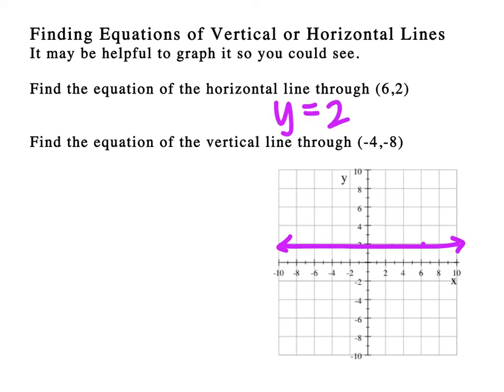Looking at this next one, I'll use blue for it. Find the equation of the vertical line through negative 4, negative 8. Graphing negative 4, negative 8. Negative 4 on my x-axis is going to be left 4, down 8. So we have this, a vertical line. I know it goes straight up and down. What remains constant in this? My x value is the same throughout this. I have an x value of negative 4. So this is going to be x is equal to negative 4.